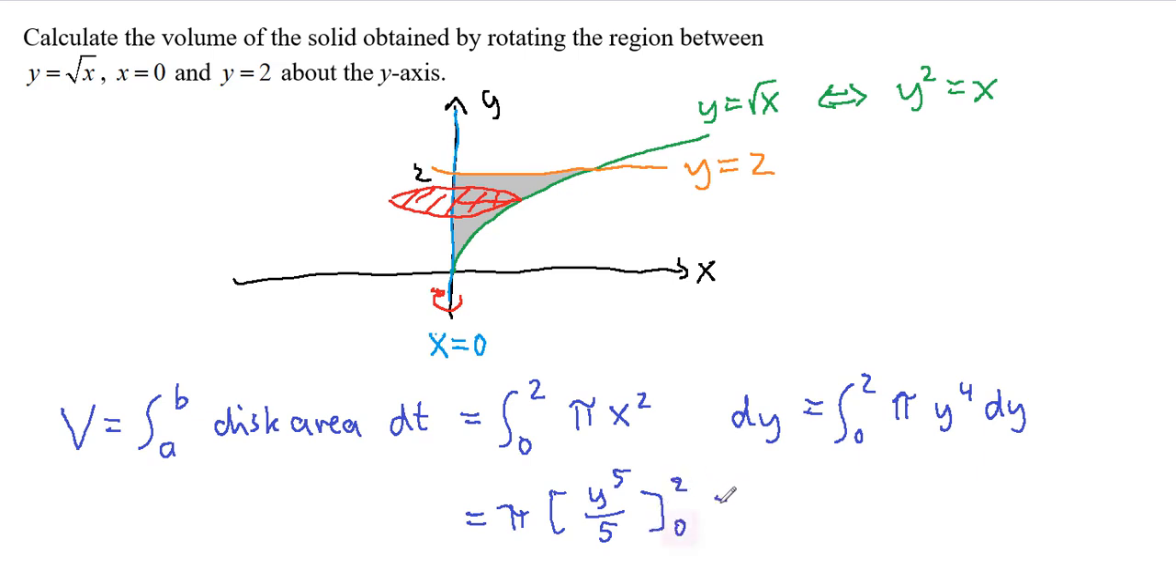We readily see that we get a value of 0 at the lower bound y is equal to 0, and so our volume is equal to 2 to the power of 5, which is 32, all over 5 times pi cubic units.